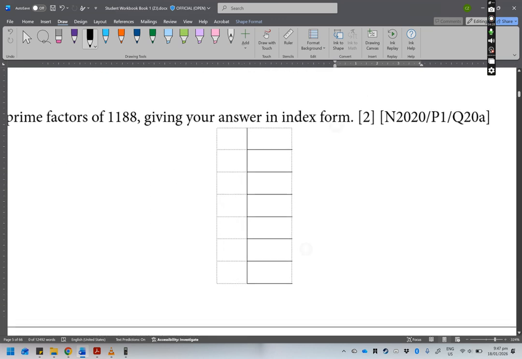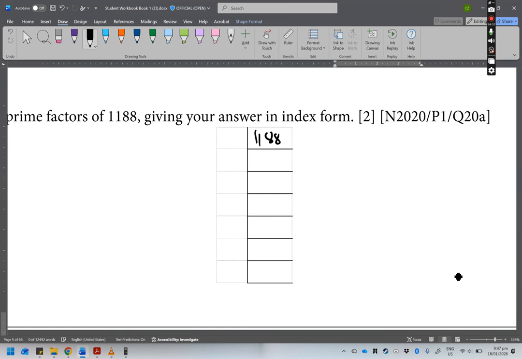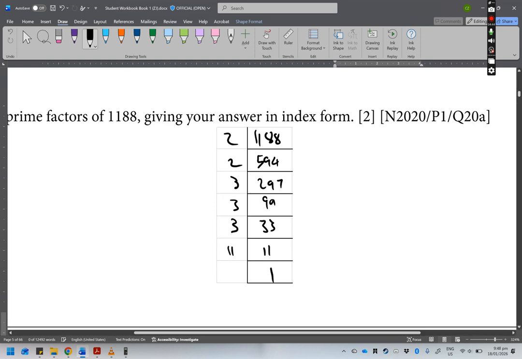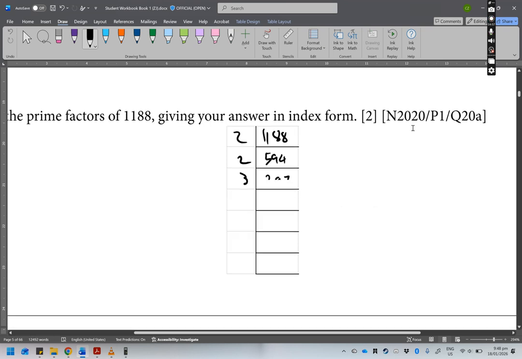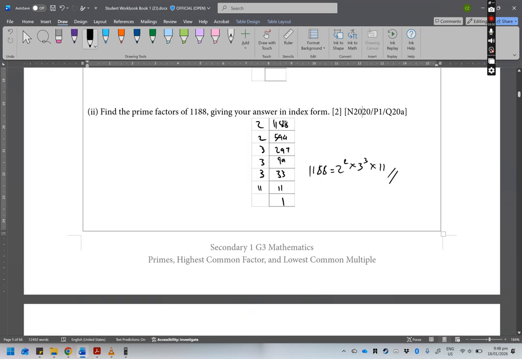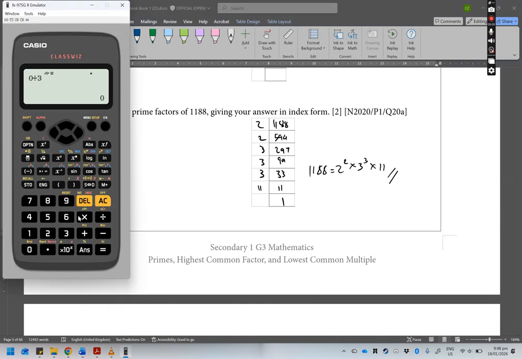So another example, 1188, it can be divided by 2. You'll get 594, 2, 297, 3, 99, 3, 33, 3, 11, 11, 1. So 1188 equals 2 squared times 3 cubed times 11. Okay, so this is how you get the prime factors of 1188.